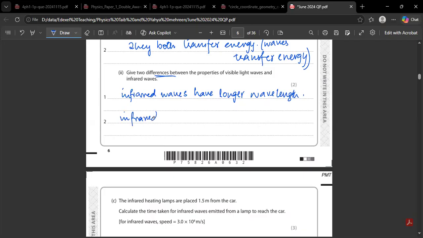Infrared waves have low frequency. Frequency then will be higher for visible light. Okay.